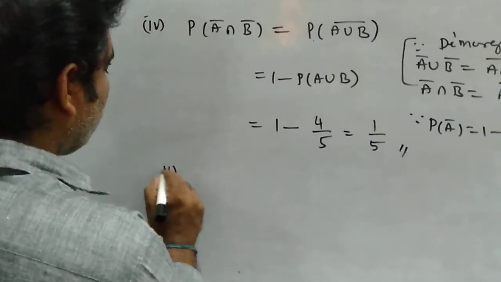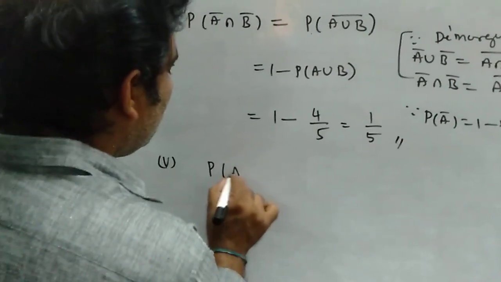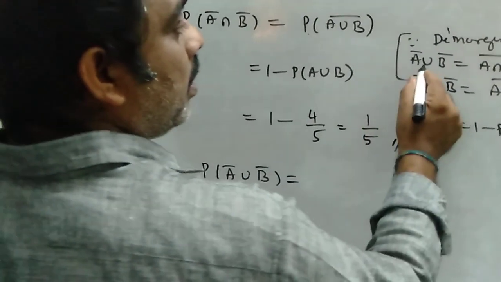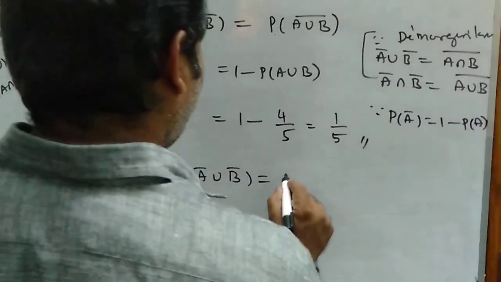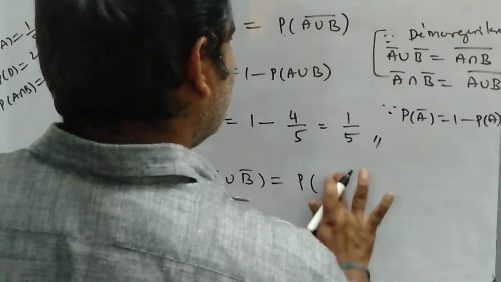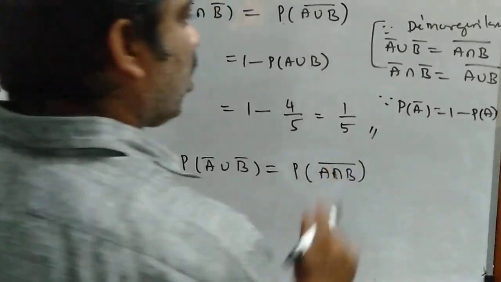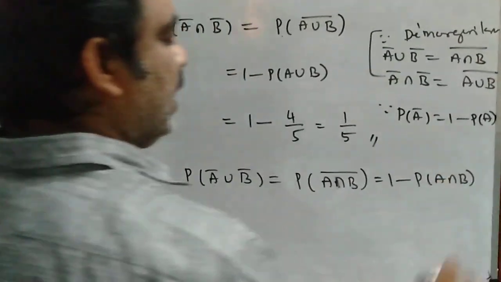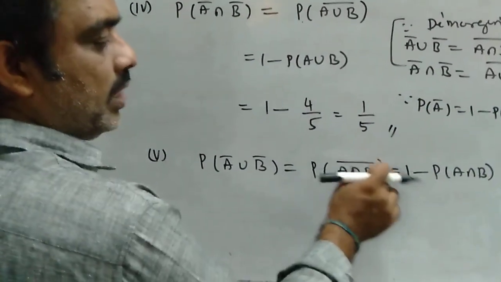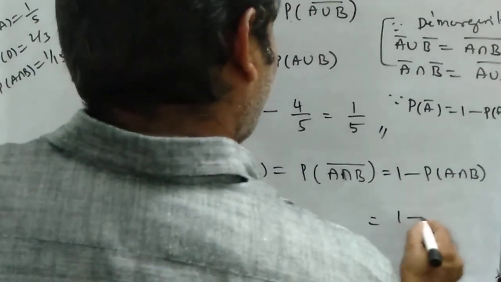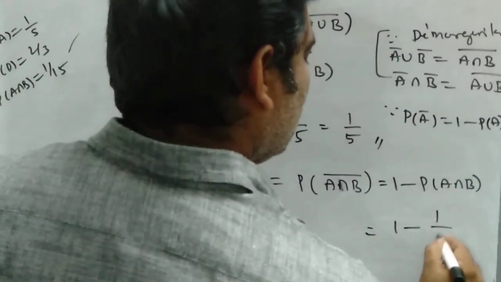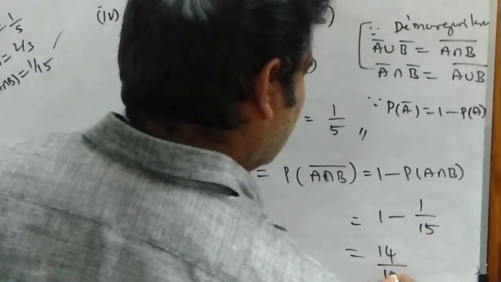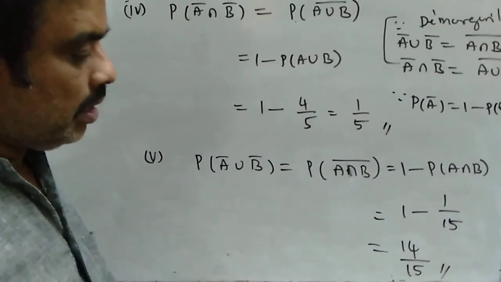Similarly, the last one. What is the last one? P of A bar union B bar. Here also we use De Morgan's laws. A bar union B bar is A intersection B whole bar. So that is 1 minus the probability of A intersection B. P of A complement is 1 minus P of A. What is P of A intersection B? 1 by 15, already given data. So the value is 15 minus 1 by 15, that is 14 by 15 is the required answer.